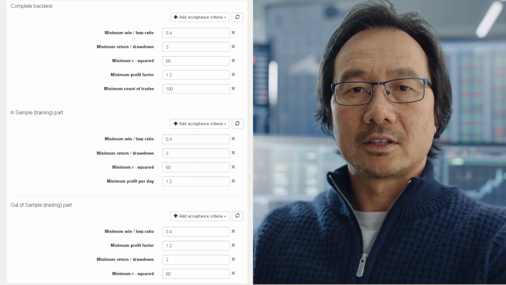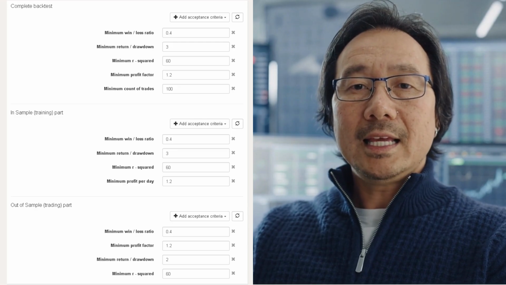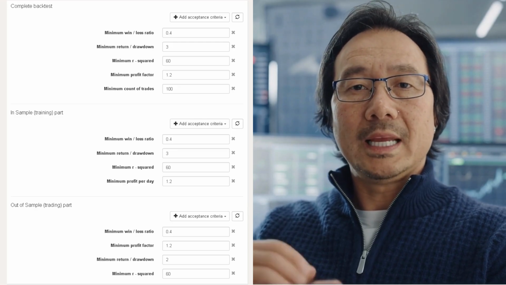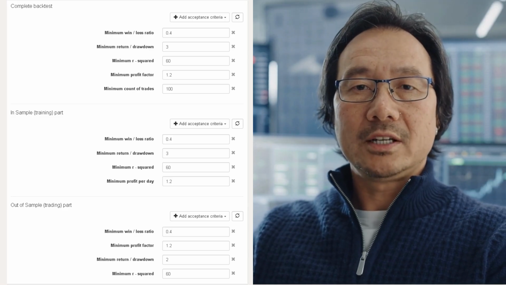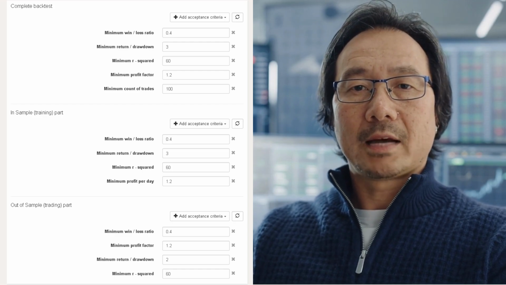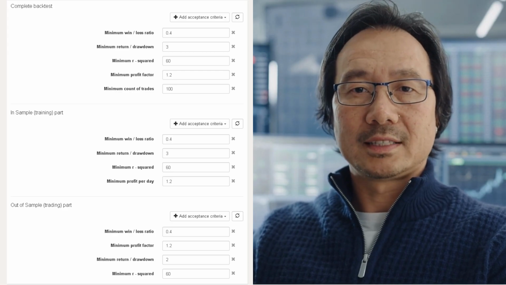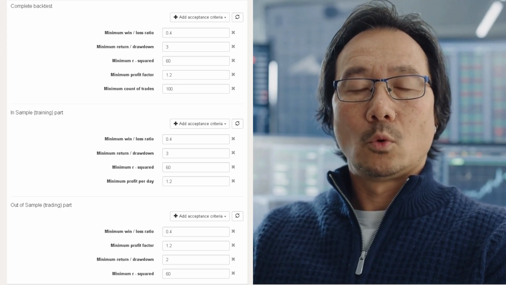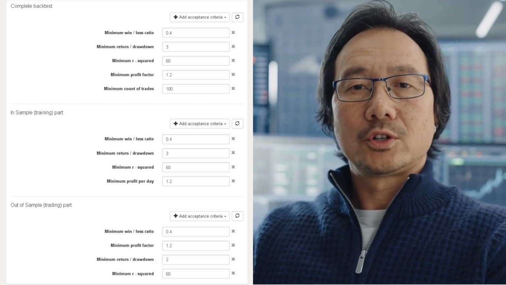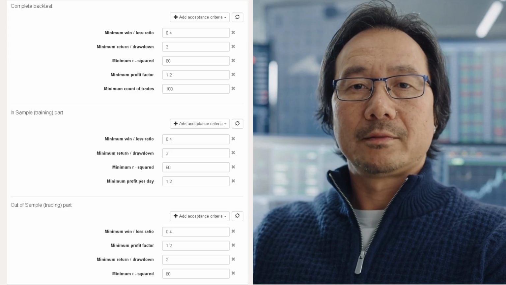That's the global picture. Now let's talk about in-sample and out-of-sample, because this is where a lot of people go wrong. In EA Studio, I split the data into in-sample training, where the strategy is optimized, and out-of-sample trading, unseen data that simulates the future. For the in-sample part, I keep the same style of rules. Minimum R squared, 60. Minimum profit factor, 1.2. Minimum return drawdown, 3. Minimum win-loss ratio, 0.4.